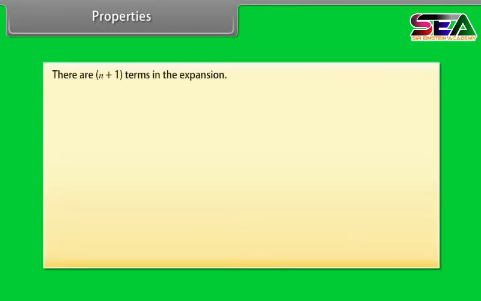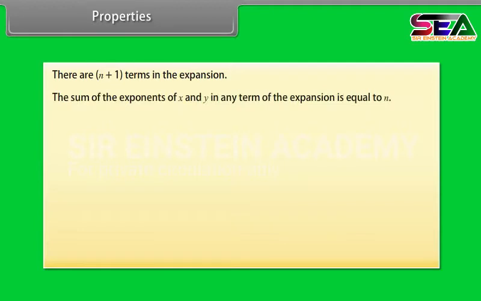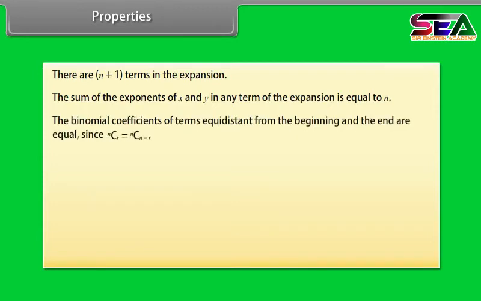Properties. There are n + 1 terms in the expansion. The sum of the exponents of x and y in any term of the expansion is equal to n. The binomial coefficients of terms equidistant from the beginning and the end are equal, since nCr = nC(n - r).